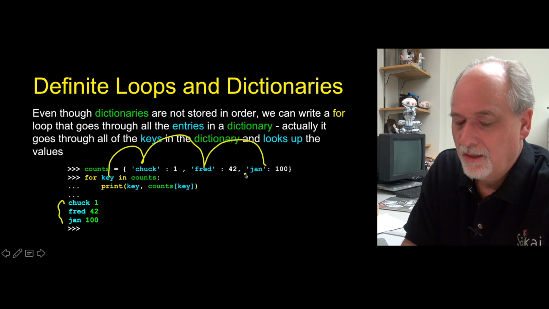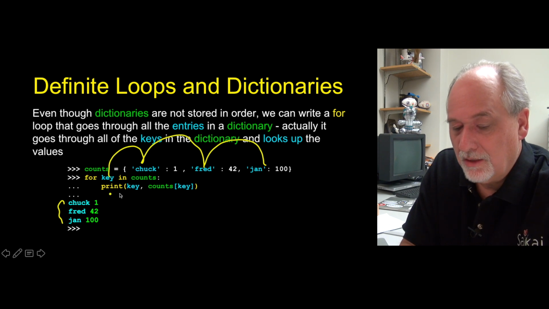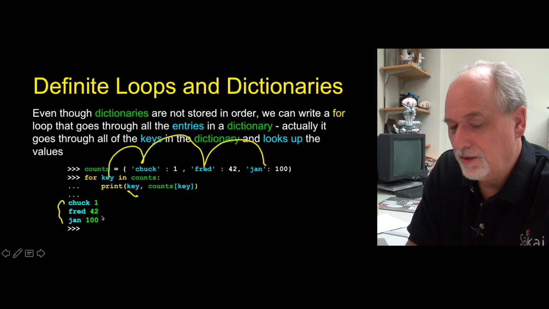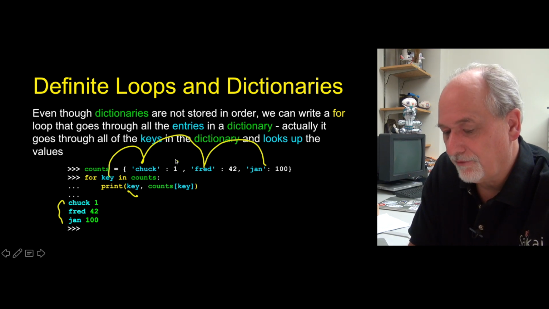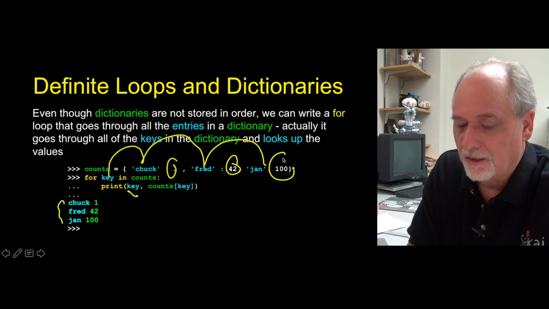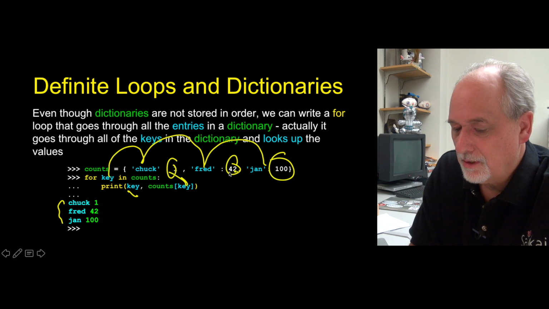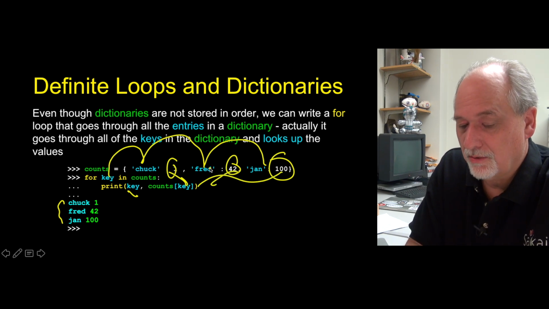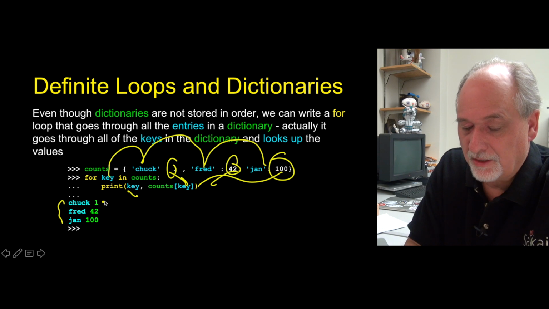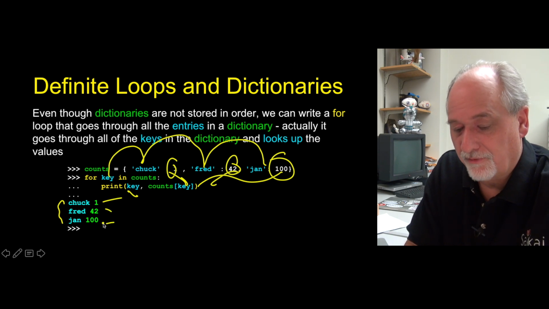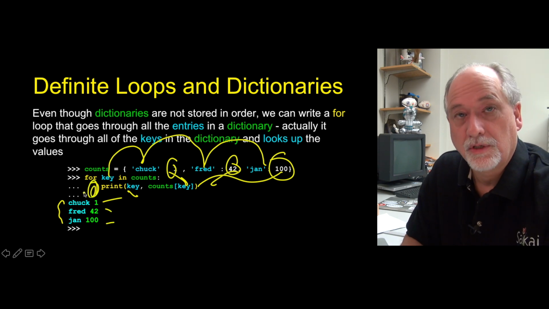Chuck, Fred, Jan. And so in the loop, you can get the key, and so that's what prints out the Chuck, Jan, Chuck, Fred, but then you can also get the corresponding count for each one of these by just pulling it out of the array. I mean, pulling it out of the dictionary, right? And so we can pull out the corresponding value, and so we print out Jan 100, Chuck 1, Fred 42, and that runs this loop 3 times.